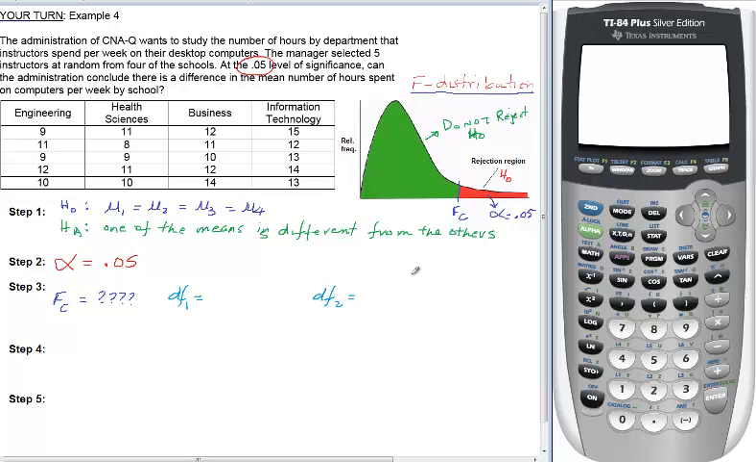Now we have a numerator and denominator because an F value is considered an F ratio, the ratio of the degrees of freedom. Okay, so DF1 in this case is the number of categories, subtract 1. And the number of categories in this case is 4. There's 4 different departments. So it's 4 minus 1, which gives us 3.